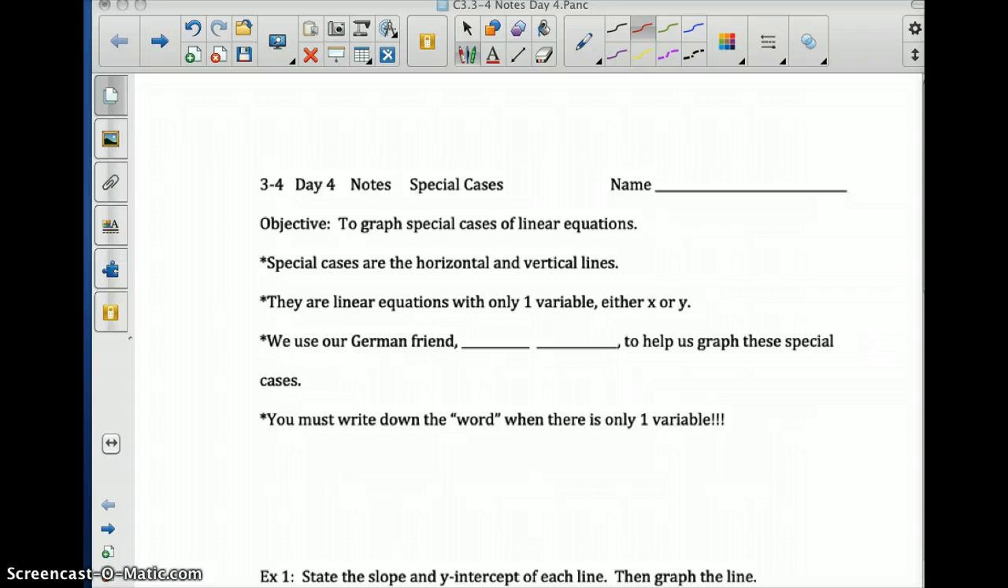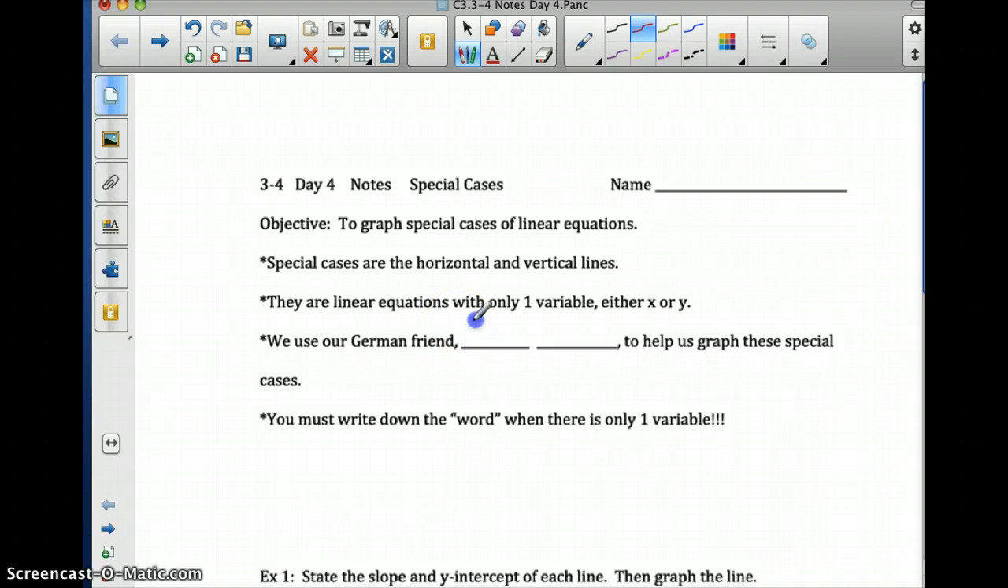We're going to use our German friend, and his name is Vux Hoy. V-U-X, that's his first name. Hoy, that's his last name. And you'll see why I use capital letters. That's going to help us graph these special cases. Everybody say that in your head a couple times and put it in long-term memory. The key is that you need to spell them correctly.